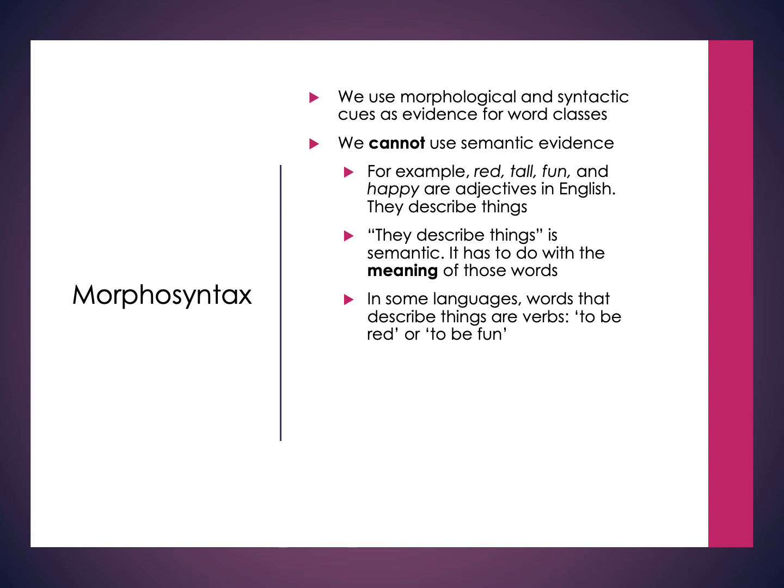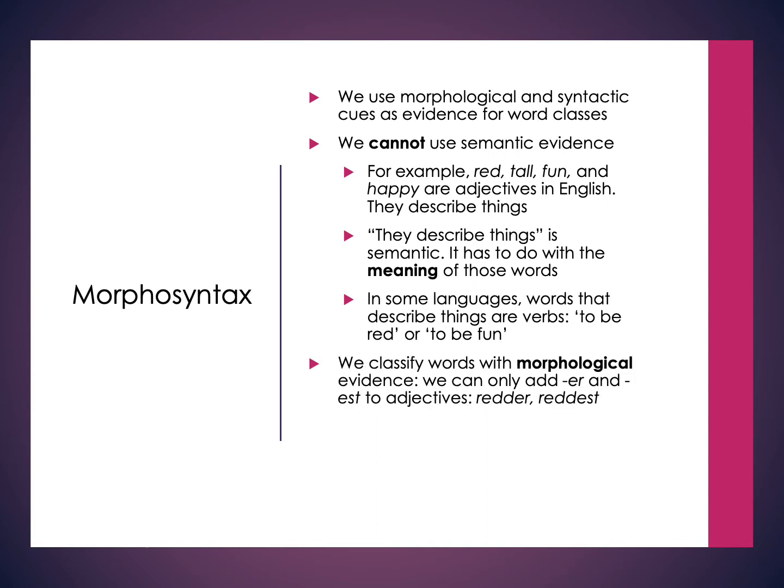We can also use things like morphology. So we know that we can only add -er and -est endings to adjectives: redder, reddest. They give us a comparative or a superlative. I can't add those to any different word class and have the same kind of meaning because they can only go on adjectives. So the kinds of morphology that you see on words that have morphemes can give you evidence for what word class something is supposed to be as well.